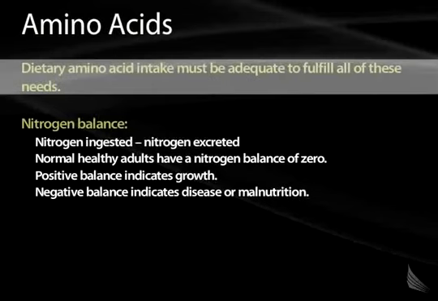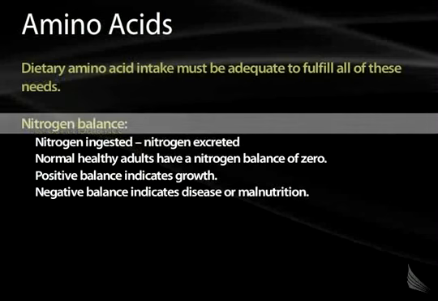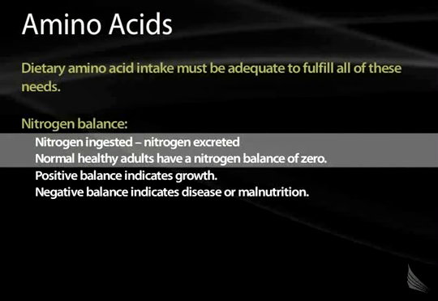Now, dietary amino acid intake has to be adequate to fulfill all of these needs. And with this comes the concept of nitrogen balance. In order to be healthy, the nitrogen ingested has to equal the nitrogen excreted. So normal, healthy adults have a nitrogen balance of 0. That is, for all the nitrogen that we take in our diet, an equal amount of nitrogen is excreted as urea in the urine.